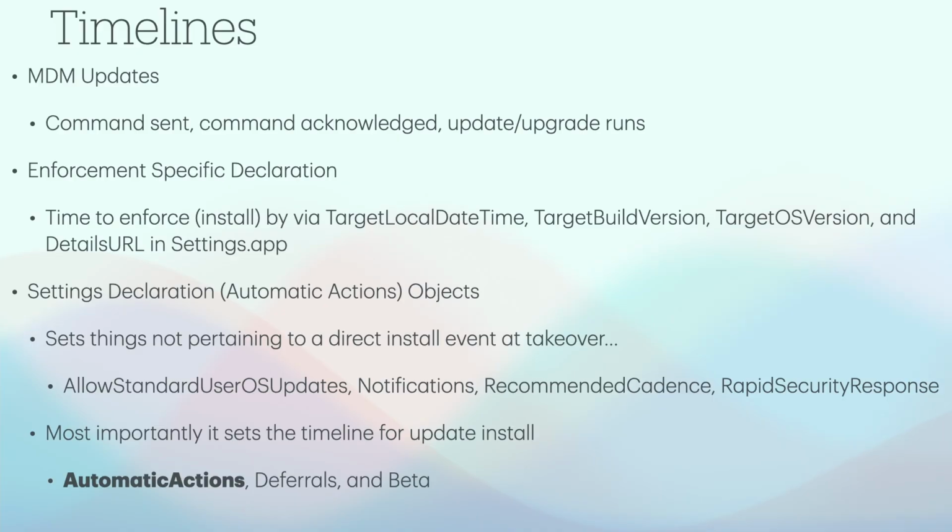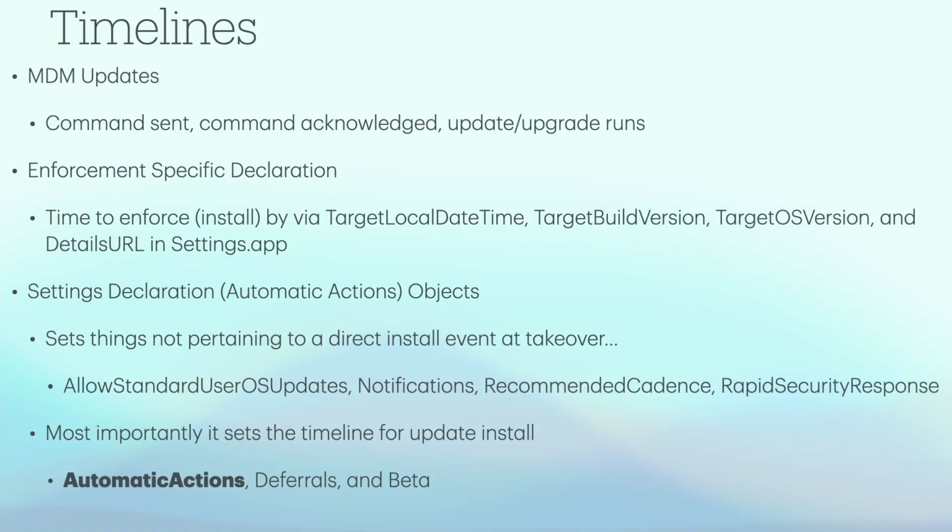So those are the timelines. That's great, but you actually kind of need to know what's going to take place more specifically. With MDM updates, you're sending the command, it's acknowledged, and that update is going to go and run, whether that be the default or the forced reboot. In the case of install later, once they pick that time, it's going to go ahead and do that. With the enforcement-specific declaration, you're again sending the target local date time, the build version, the OS version, human readable, and then the details URL if you want to. That is optional.